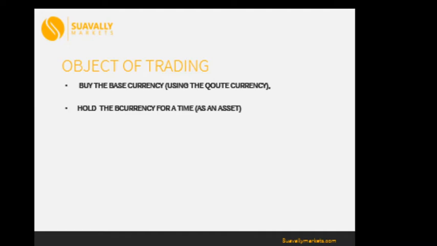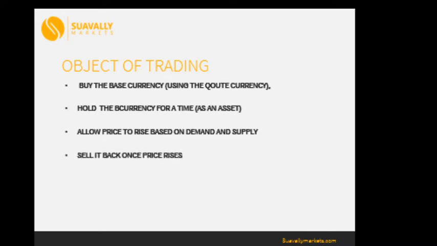Next, you can hold the base currency for a time. So after buying it, there's a holding time, allowing the price to rise based on demand and supply. Then you sell it back once the price rises. So you buy, you hold, allowing some time to go, then sell back after a price change. That's the general object of trading.